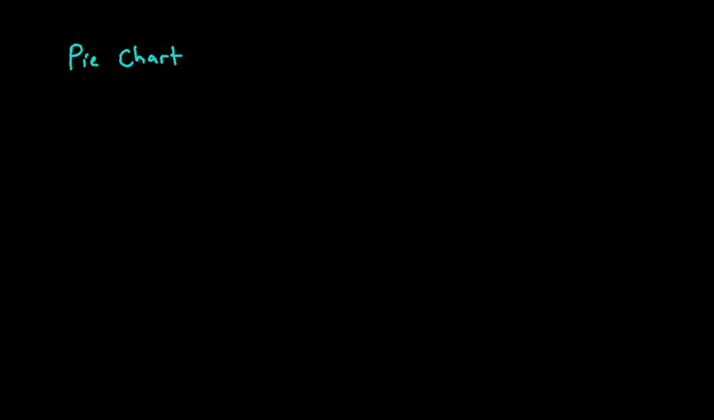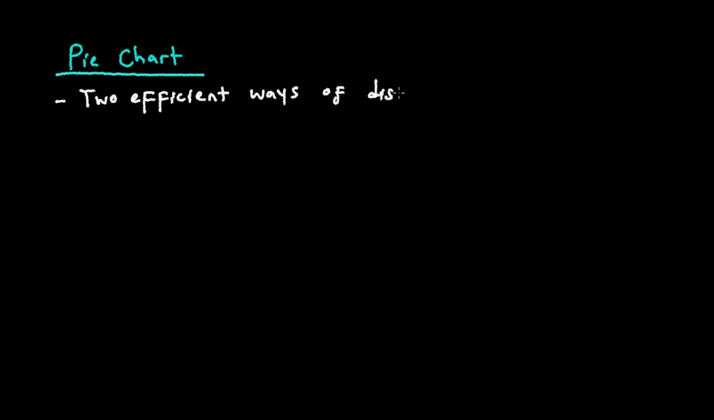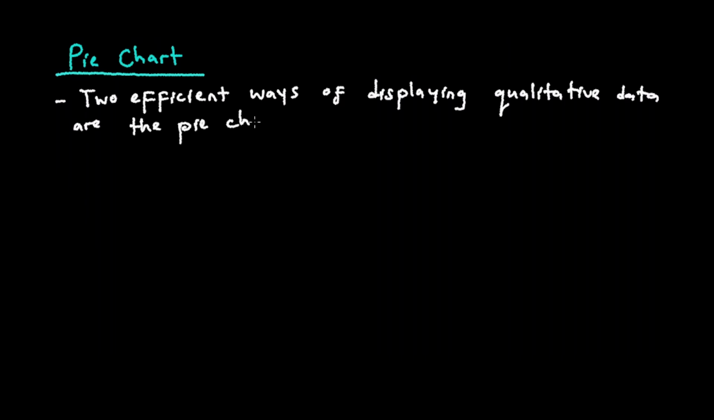What should we learn when it comes to a pie chart? Our first note is going to be, when we consider two efficient ways of displaying qualitative data, we are going to be looking at the pie chart and the bar chart, which we also refer to as the bar graph.